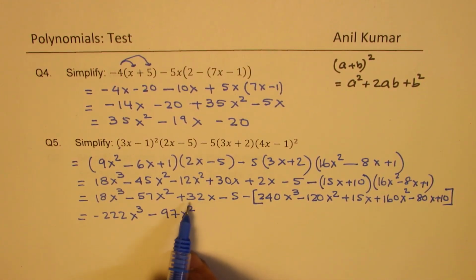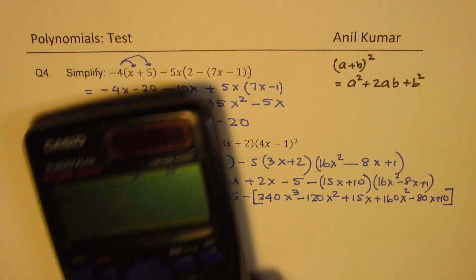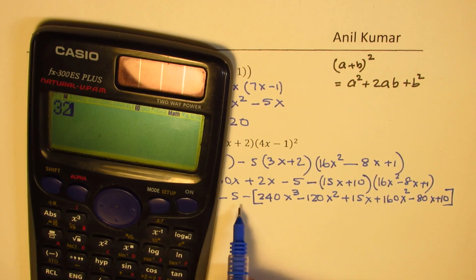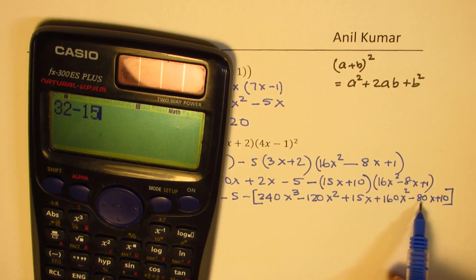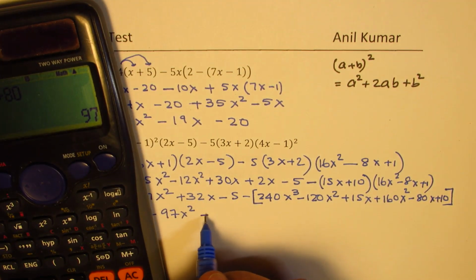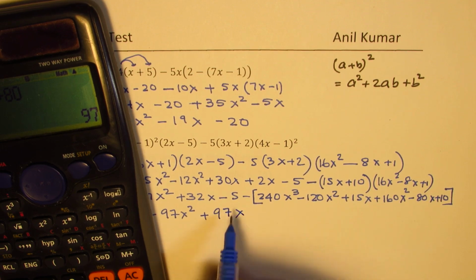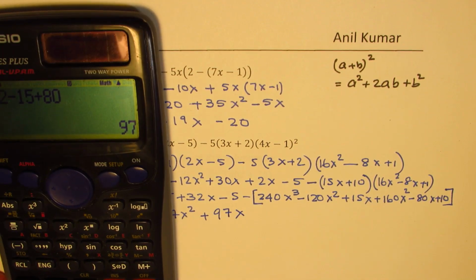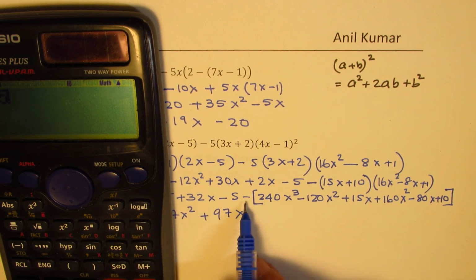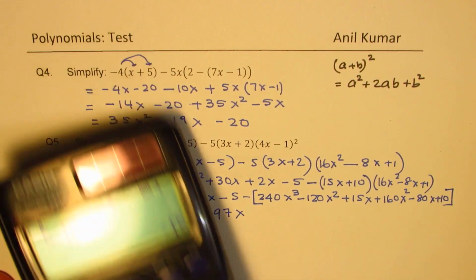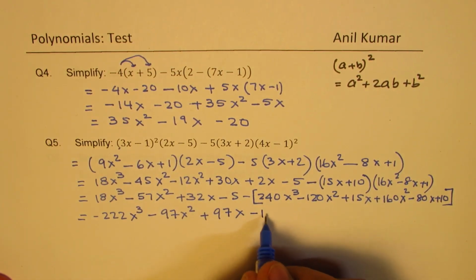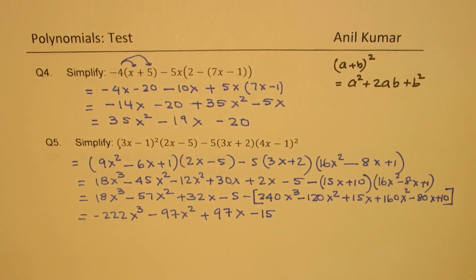Now let's count the x terms. We have 32. So we'll begin with 32. Inside x terms, we have to take away minus 15 and then plus 80. And that gives us 97. So we have plus 97x. Now the constants, we have minus 5, and in the bracket we have minus 10. So that is minus 15 is the constant. So that becomes the simplified form of the given expression.